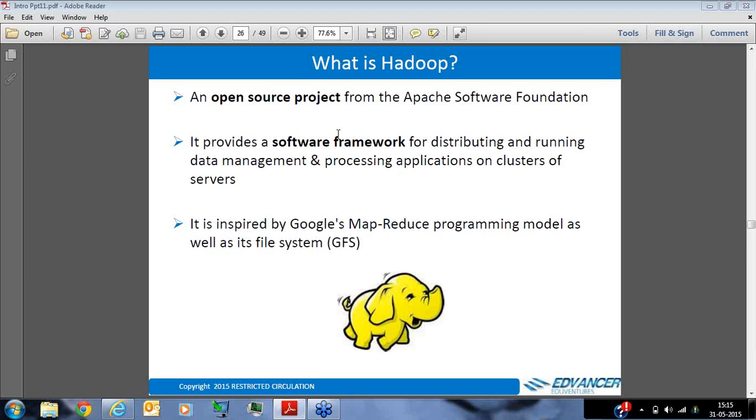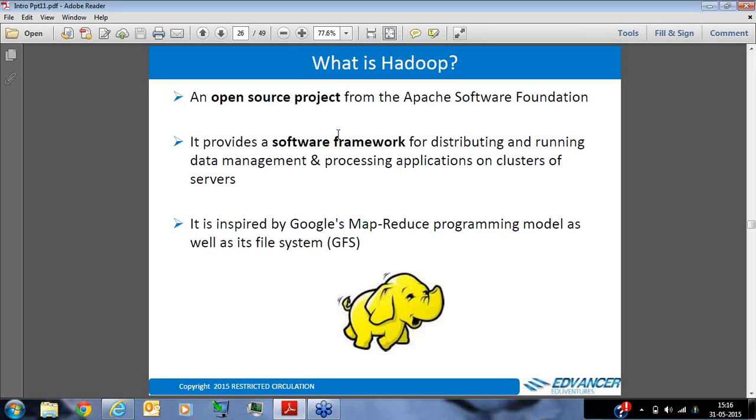So please note this, that Hadoop is not a language, it is not a database, it is not a data warehouse, it is actually a software framework which enables you to distribute and run your data management and processing applications on clusters of servers in parallel at the same time, right? So it is not a machine where you put in your data and it will sequentially process your data. But this framework enables you to break down your data into multiple parts and process and analyze all that data across the cluster of servers at the same time in parallel.